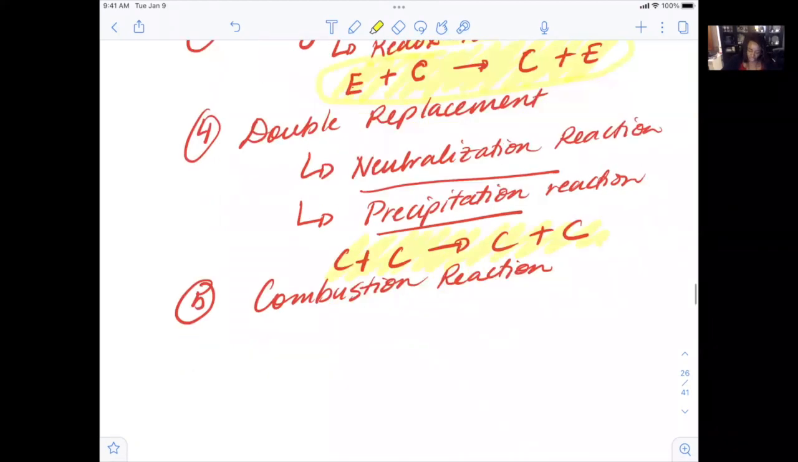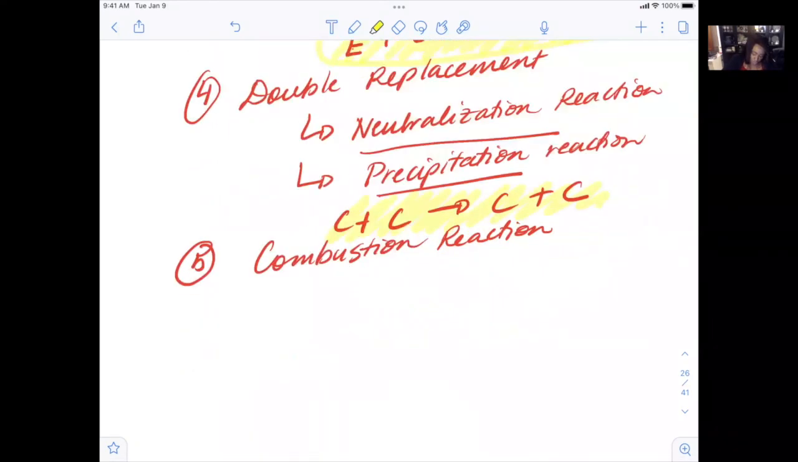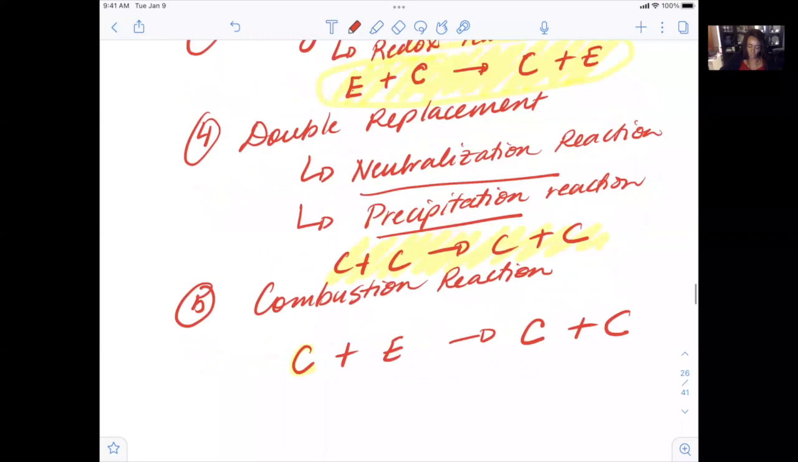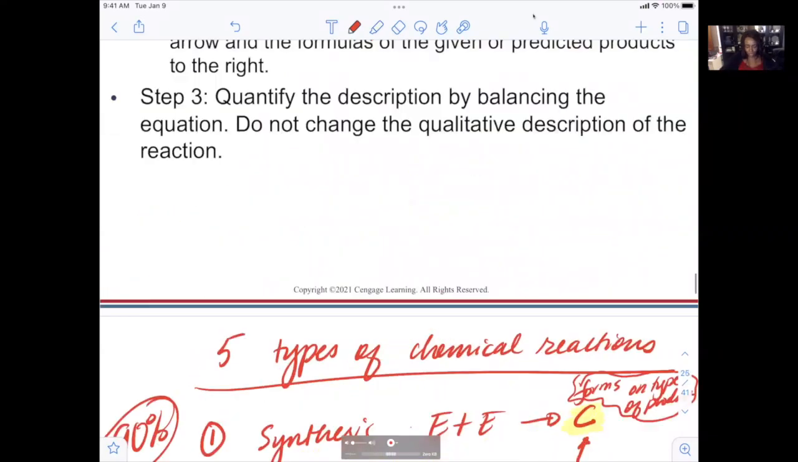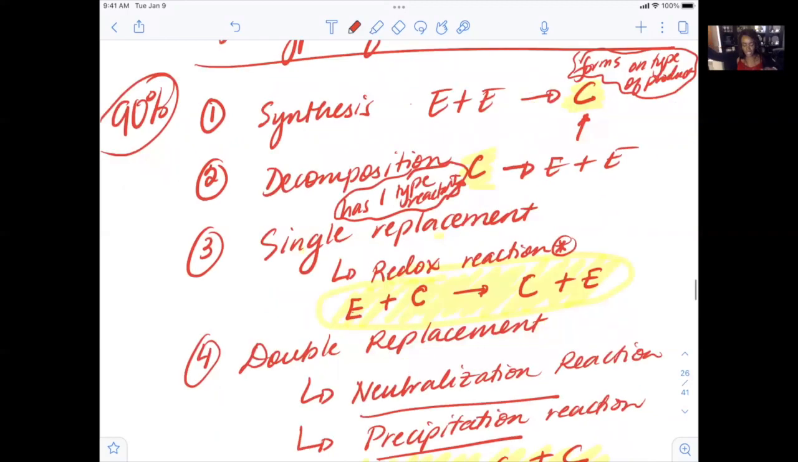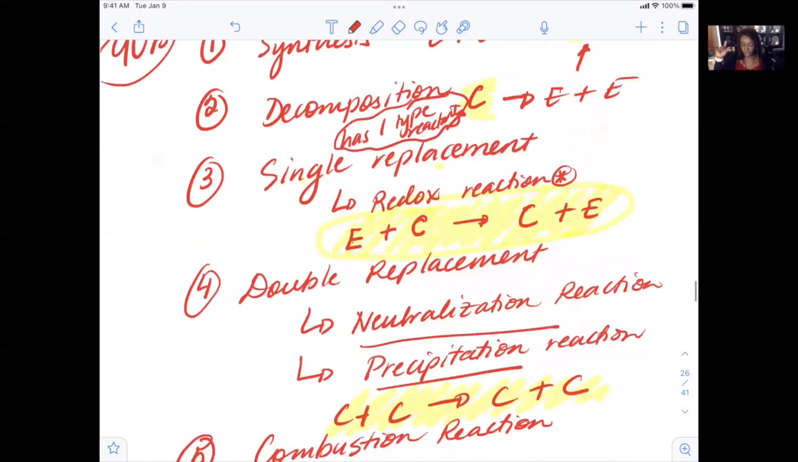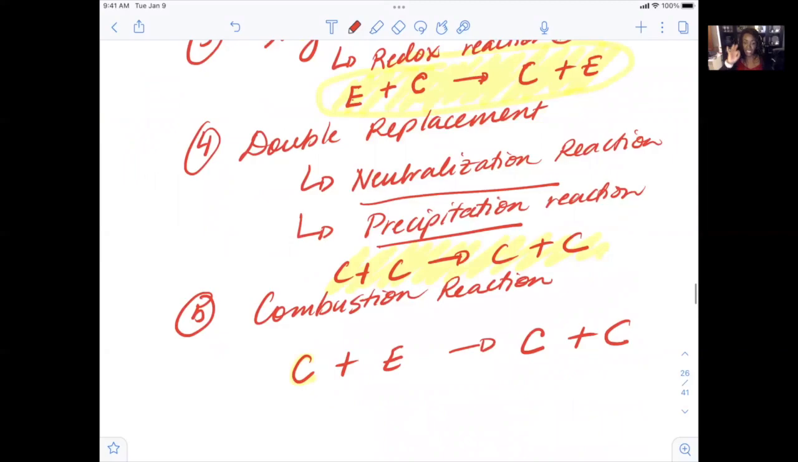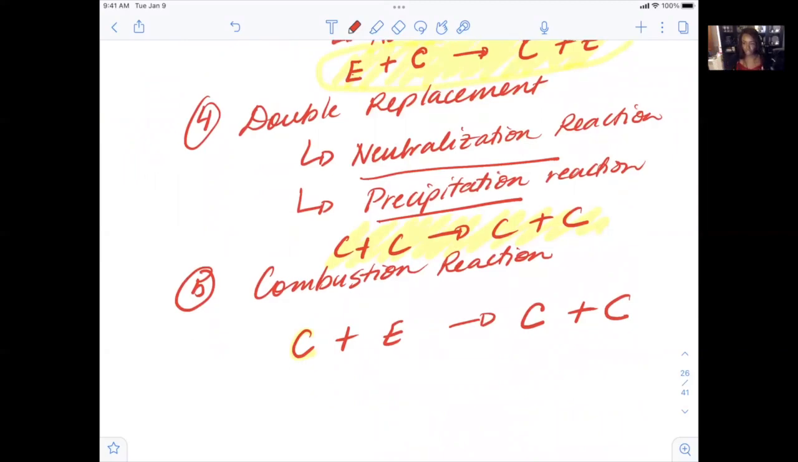With combustion reactions, we tend to have a fuel, but the fuel is a compound. So compound, a fuel. And then an element, because oxygen is required in combustion. And then we got compound and compound. So if you're trying to stick with the pattern we have here, because we have patterns, right? EE to give you C, synthesis. C to give you EE, decomposition. EC to give you CE, single replacement. CC to give you CC, double replacement. CE to give you CC, combustion.